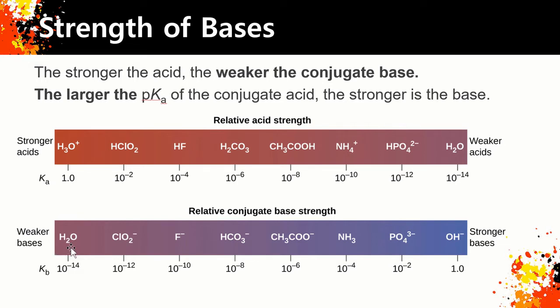And for the bases, water, again being amphoteric, it can be basic as well as acidic, right? So it is a weak base with a Kb, in this case, of 10 to the minus 14, while the hydroxide ion has a Kb of 1, and therefore it is a stronger base. So while we don't need to know these Ka or Kb values, we need to have an idea of the relative strengths of some of the common acids and bases that we will be looking at.